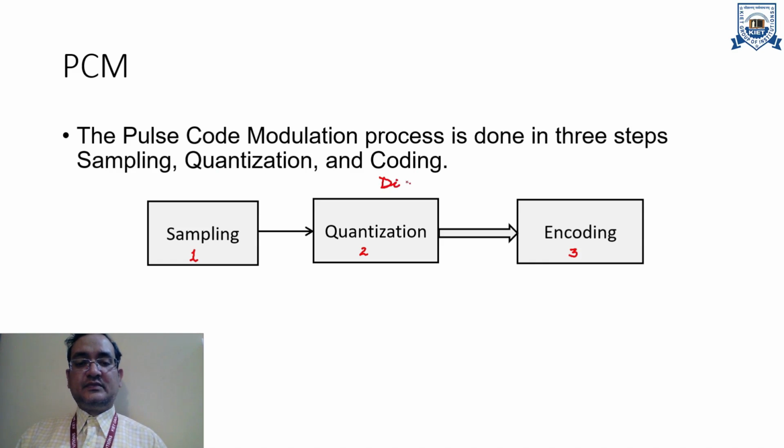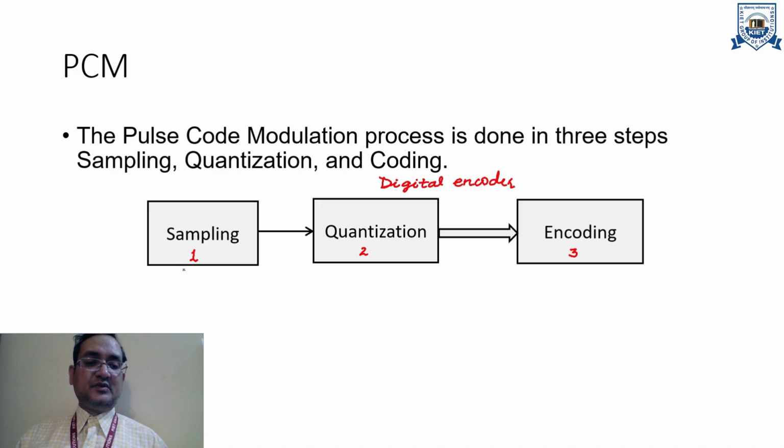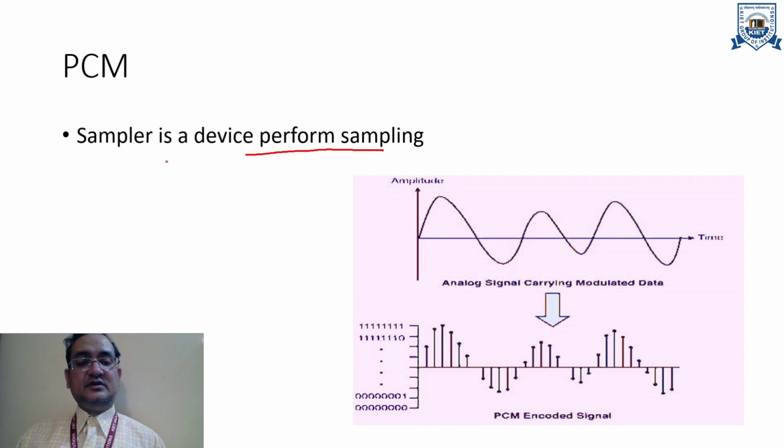This is a digital encoding technique where digital binary encoders are used which convert decimal data to equivalent binary digits. Sampler is a device which performs sampling. That means in the sampling process there is a circuit called sampler which converts an analog signal into its equivalent sampled value. Now, point to be noted, for this sampling process there should be an upper frequency content which is required to identify the exact required sampling frequency.